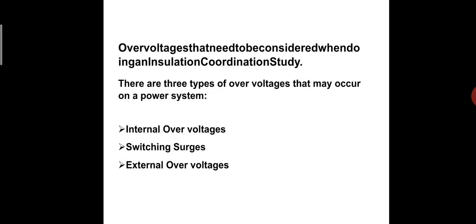Overvoltages that need to be considered when doing an insulation coordination study. There are three types of overvoltages that may occur on a power system: internal overvoltage, switching surges, and external overvoltage.